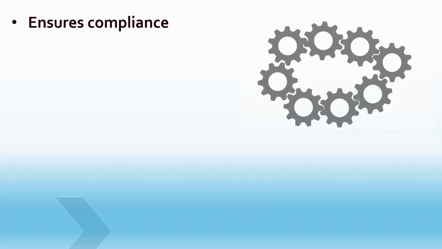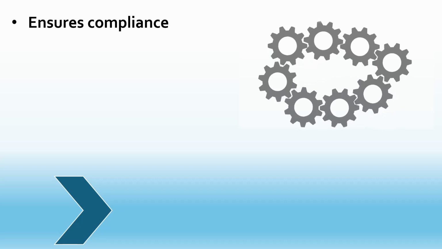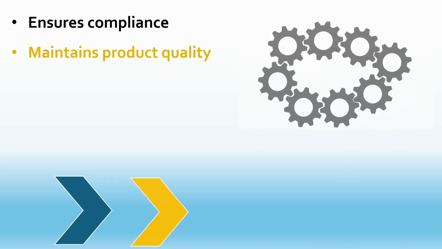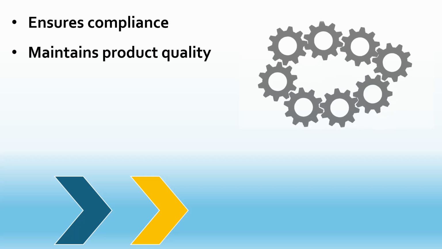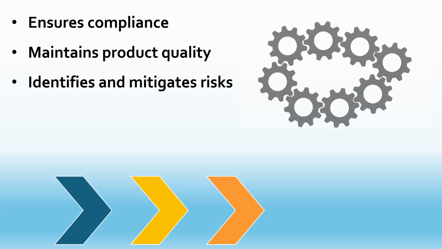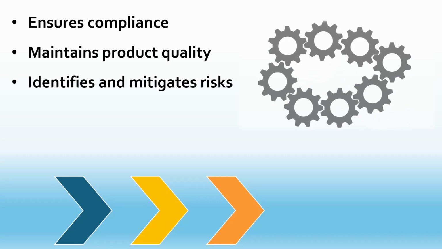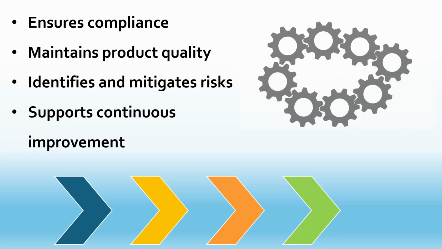Firstly, it ensures compliance by making sure all changes are evaluated and approved, maintaining alignment with regulatory requirements. Secondly, it helps maintain product quality by assessing the impact of changes and implementing necessary controls. Thirdly, it identifies and mitigates risks associated with changes, ensuring they do not negatively affect the quality management system. Lastly, it supports continuous improvement by allowing organizations to make necessary changes in a controlled and systematic manner.